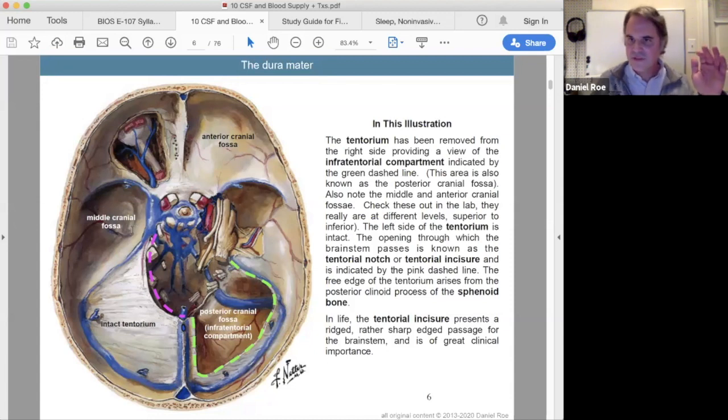And remember, you can have conditions where if you have an increase in supratentorial pressure, maybe due to some mass, it could be hematoma or it could be a tumor or whatever, you can have herniation over the tentorial incisure.